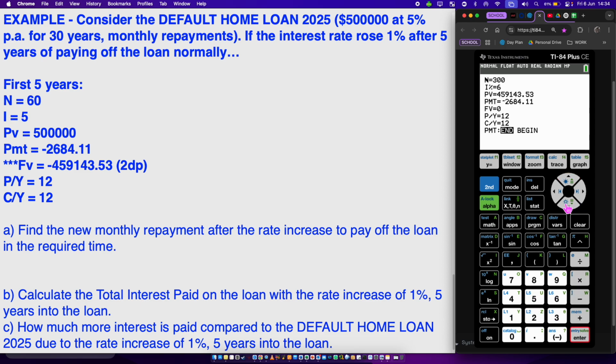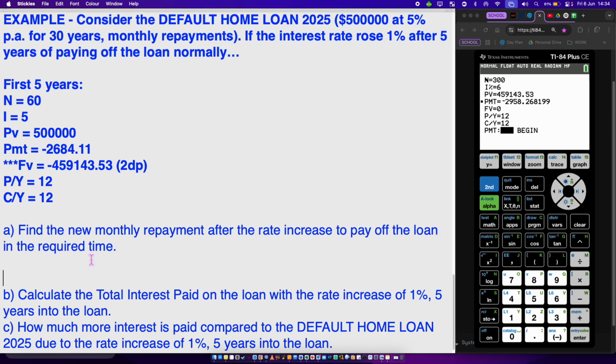I want to pay it off in 300 payments, but my rate went up. So the only thing that's going to change here is you solve for PMT. To finish off my loan in the required time, my payments are going to go up by like $400. Why? Because the interest rate went up by 1%.